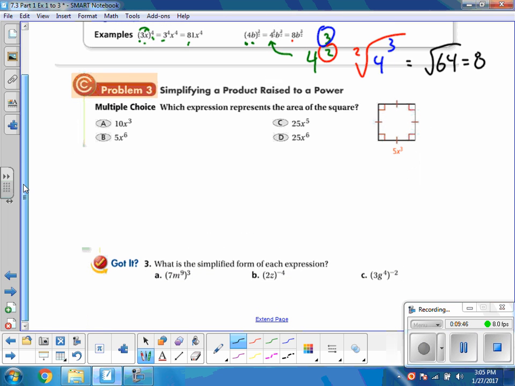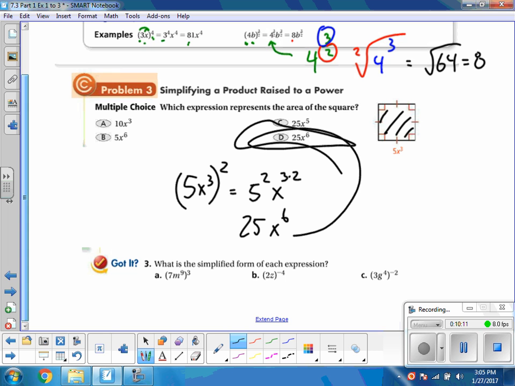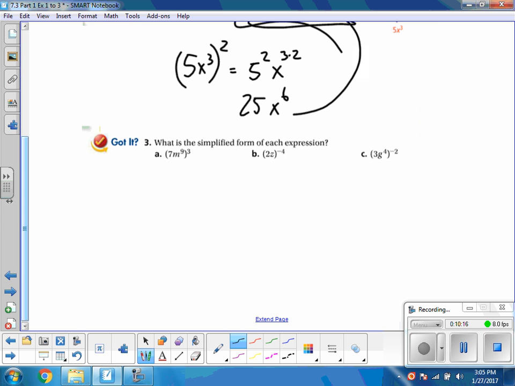So let's see what we're looking for here. Which expression represents the area of the square? So we got this whole area, so it's 5x third, but this whole thing is squared, so let's square this out. So this is saying 5 to the second power, x 3 times 2, so this is 25, and this is 6. So 25x to the 6. Zing! Ooh, look at, here's some fun ditties for you. Give it a try. I'm excited.